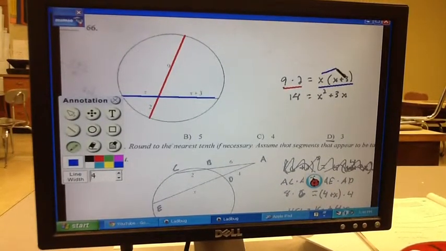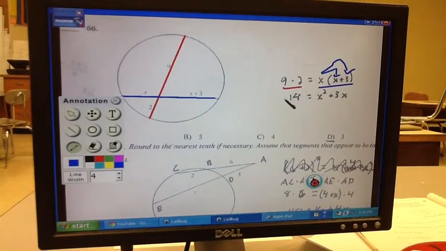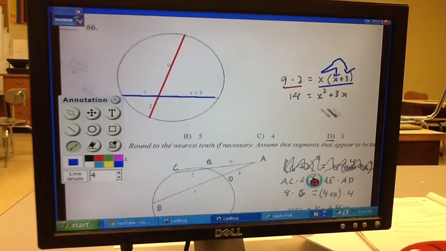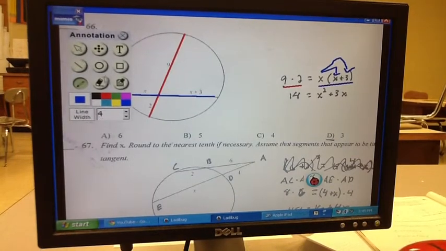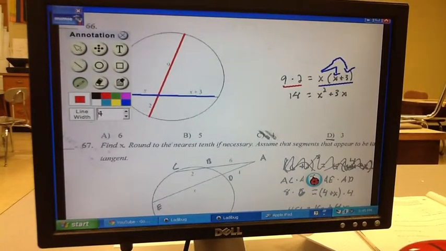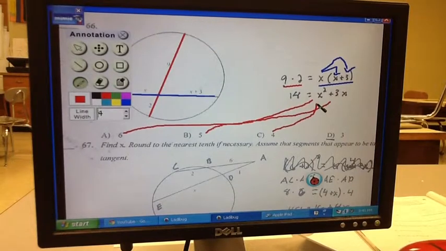Remember, when you're doing this x times x, you've got to distribute that x, and x times 3. We end up getting an 18 here and an x squared plus 3x. If you know how to factor, this is where I've told you to go ahead and start factoring. Don't worry about anything else. If you don't want to factor, take 6, 5, 4, start plugging them in and see if they work. 3 is the only one that will work.